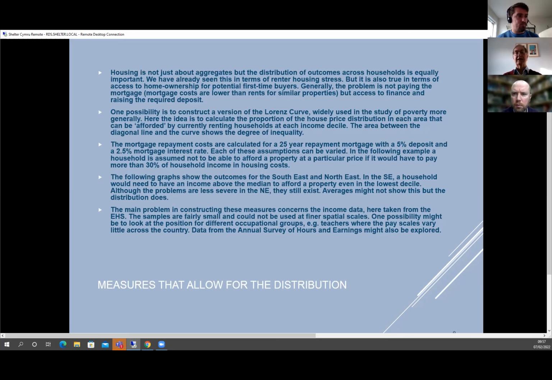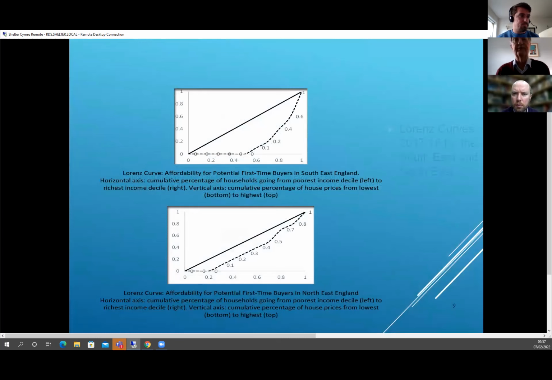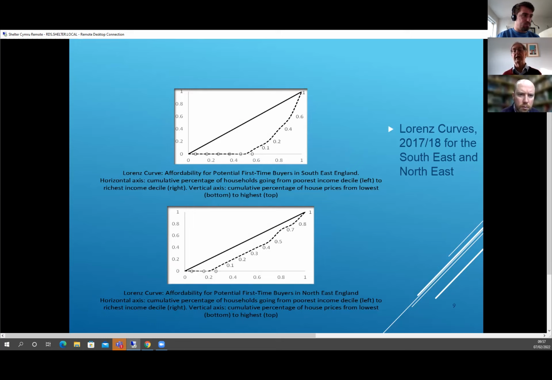Now, can I have the next slide, please, which shows examples of what I mean. Got two pretty pictures here. These are Lorenz curves. The top one is for the southeast of England, and the bottom one is for the northeast. Along the horizontal axis, we've got the income distribution. So the left-hand side is the lower part of the income distribution, the right-hand side is the top part of the income distribution. And on the vertical scale, we've got the distribution of house prices in the region. So low prices at the bottom, high prices at the top.